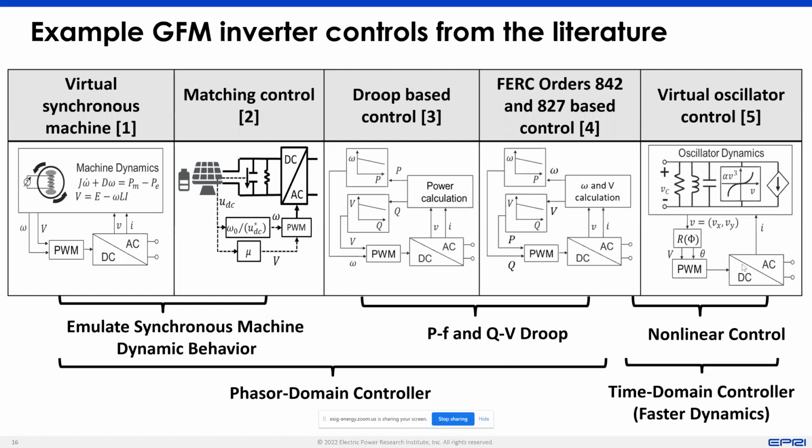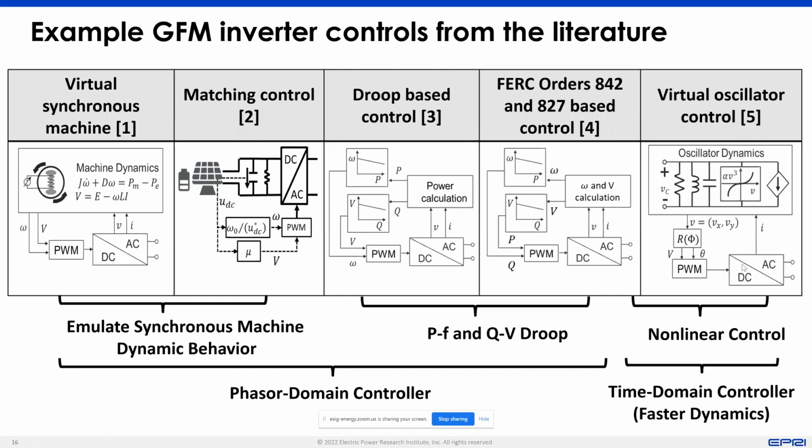And like Deepak mentioned, inverters have more flexibility. As a matter of fact, these types of inverter controls can actually do more than a synchronous machine. For example, the inertia or the damping of these inverter controls can actually change because they are not bound by physical constraints. Now, the next two types of controls are both droop-based.